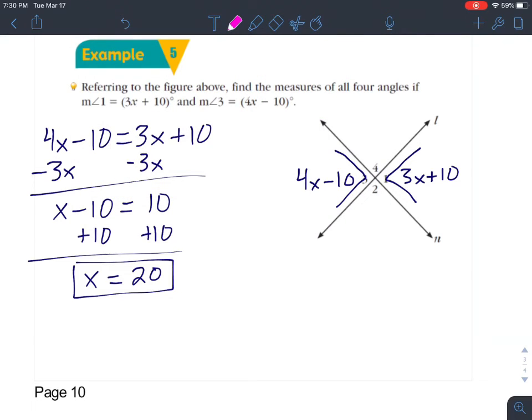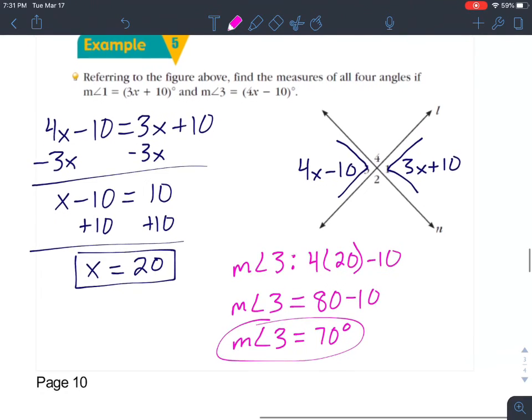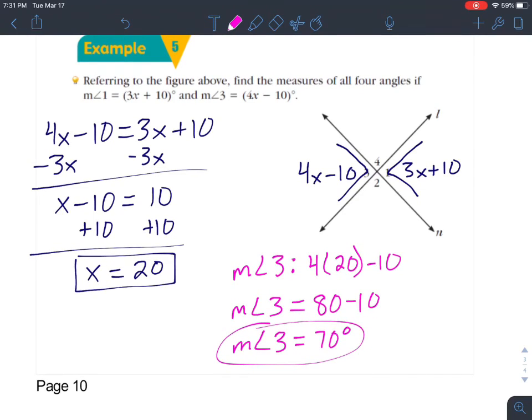So if we know that x is going to be 20, then what we can do for angle 3 is we can put 20 in for x. And we see then that we get 80 minus 10, and therefore the measure of angle 3 is 70 degrees. And because it was vertical to angle 1, therefore angle 1 also has to be 70 degrees.